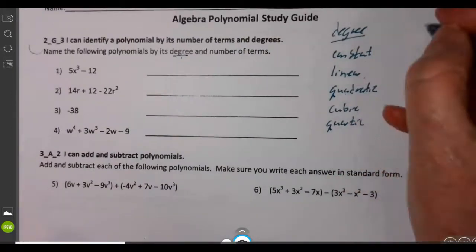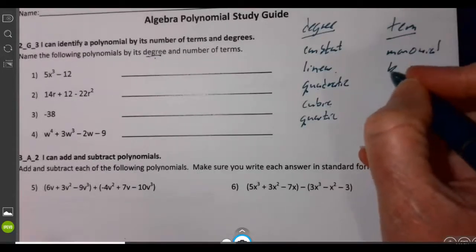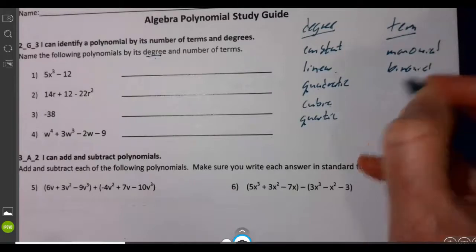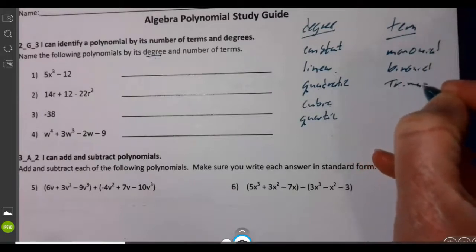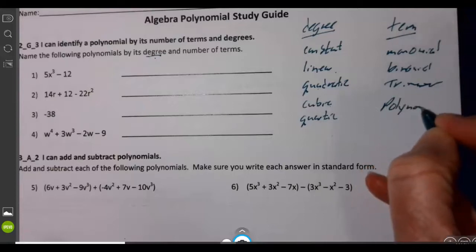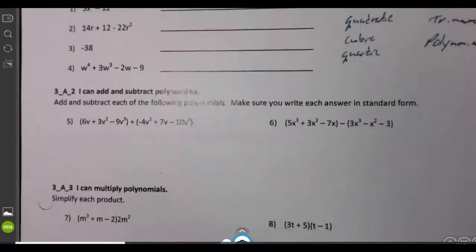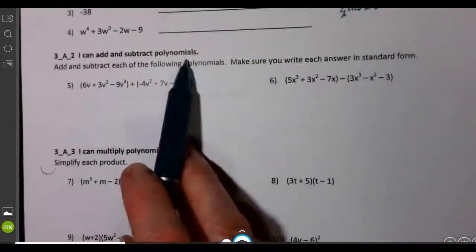Okay. Then you have to name it by the number of terms. 1 term is a monomial. 2 terms is a binomial. Okay. 3 terms, trinomial. And then after that, everything else is a polynomial. Okay, we don't have a name for it after it has 3 terms. So it's monomial, binomial, trinomial. Try those.